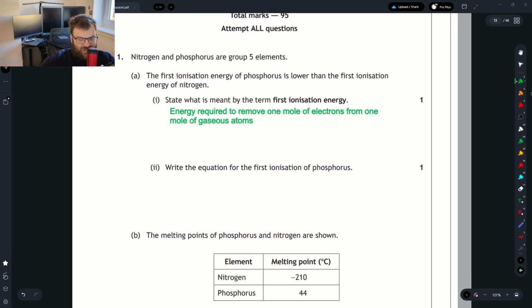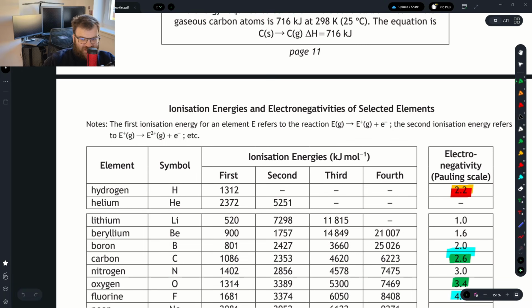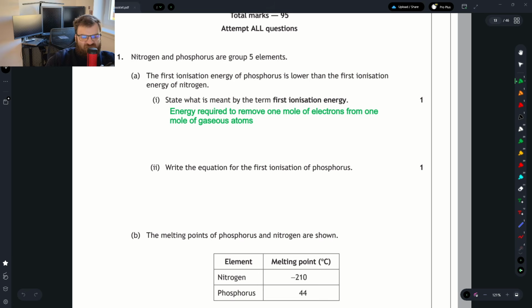Question 2 wants the equation for the first ionization energy of phosphorus. Come back to this page. We are writing E(g) goes to E+(g) plus e-. Instead of E, you put the symbol for the element. Phosphorus is P, so it would be P(g) goes to P+(g) plus an electron.